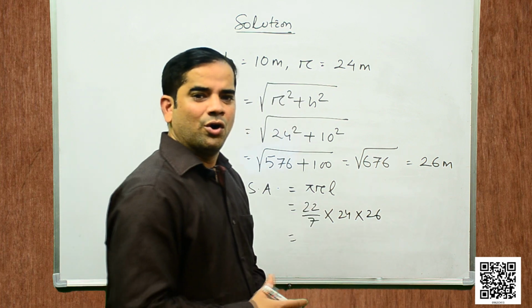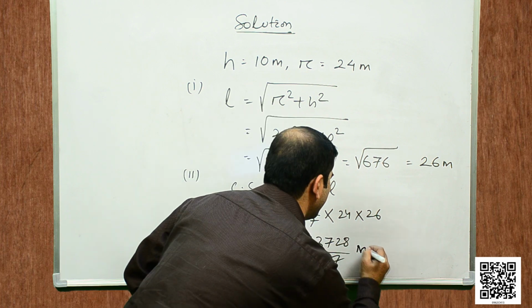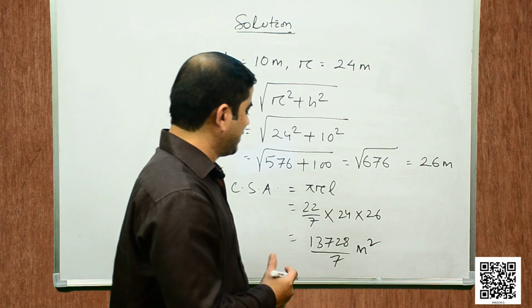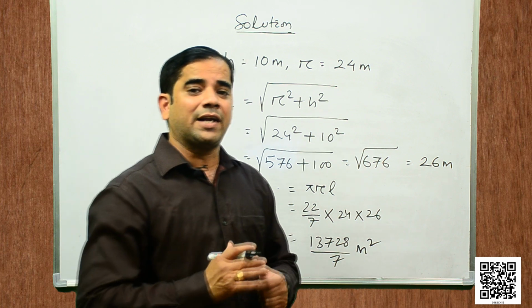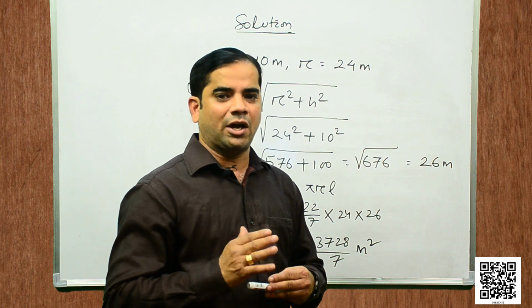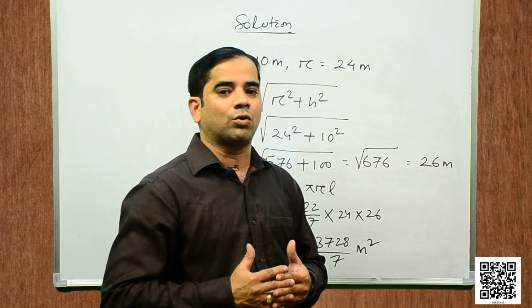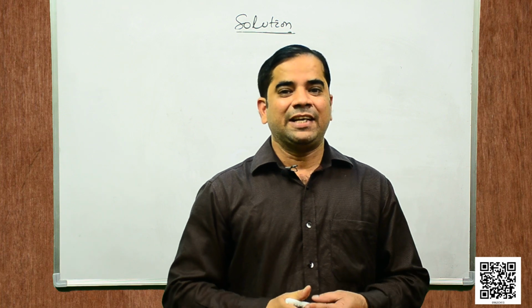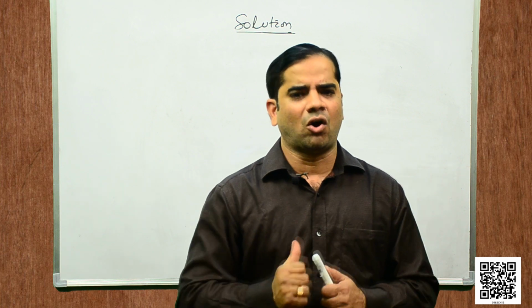Fine. So, this is equal to 13728 by 7 meter square. Fine. This is the curved surface area which is in fraction form. So, it is given that cost of one canvas is rupees 70. Fine. We need to find out the total cost. Okay. Students, cost of canvas is rupees 70 per 1 meter square. So, let us find the total cost.